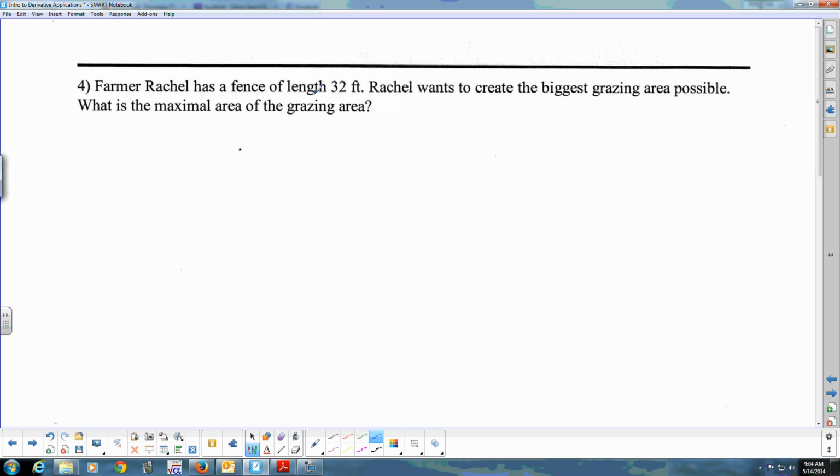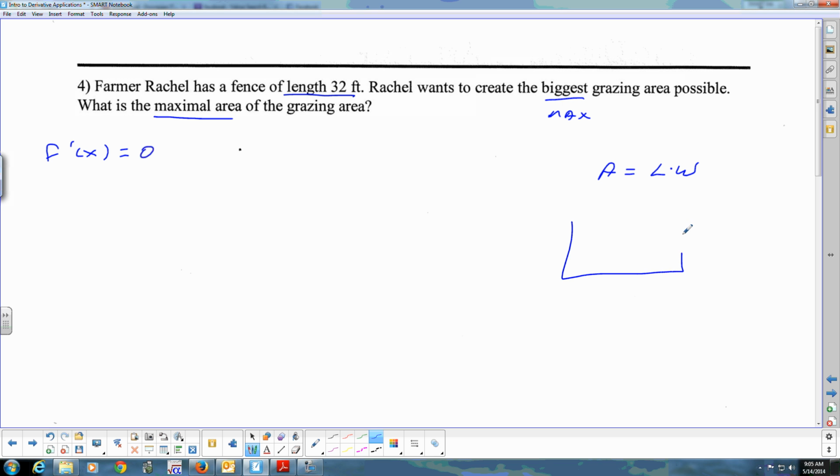You've got some fencing. Your total fencing is 32 feet. You want to create the biggest, or your maximum, grazing area for your cattle. Maximum area. Okay? So maximum means you're going to take the derivative and set it equal to 0. So what are you going to set equal to 0? What equation do you have to work with? Well, it's talking about area. You know the area, and you're going to assume the thing is rectangular in shape, is length times width.